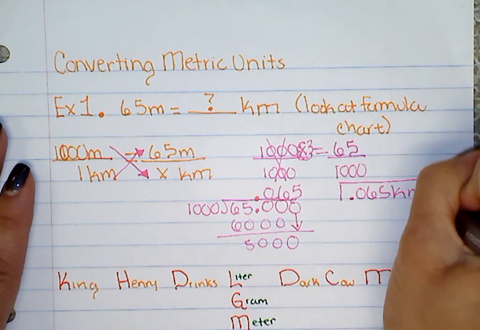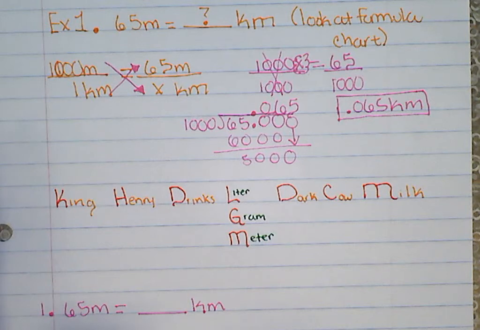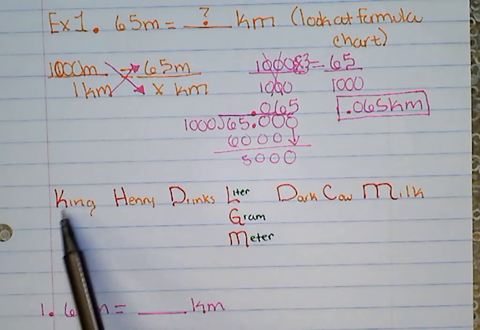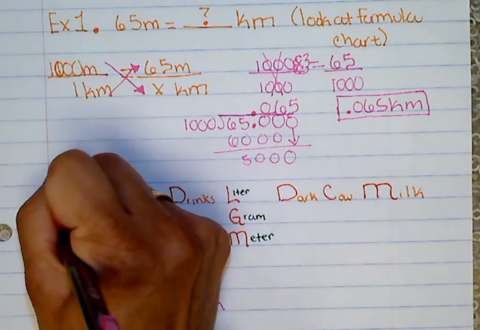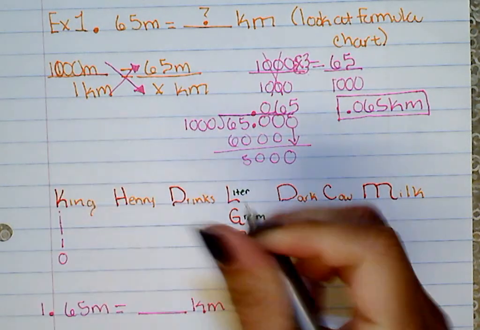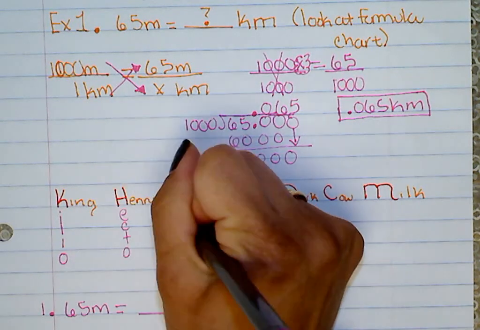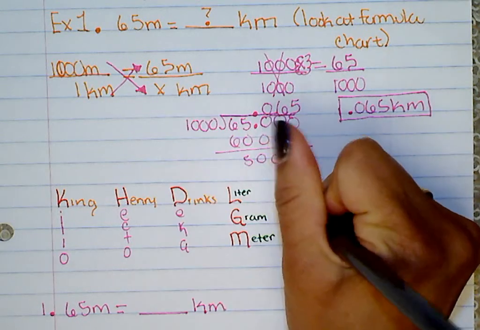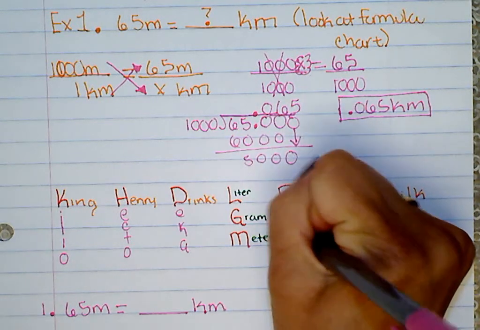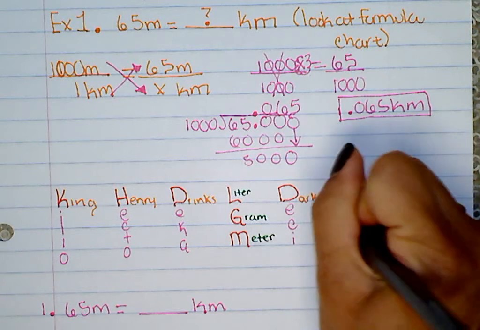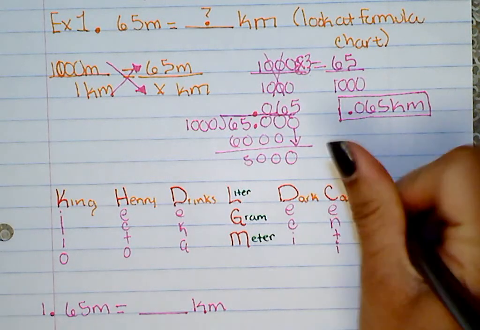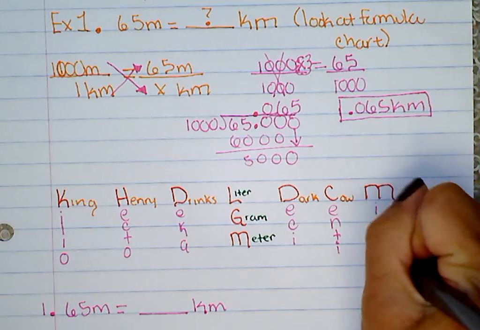But there is an easier way to solve this, by using King Henry drinks light, green, mushy, dark cow milk. Okay? The K stands for kilo. Henry is hecto, drinks is deca, dark is deci, centi, and milli.